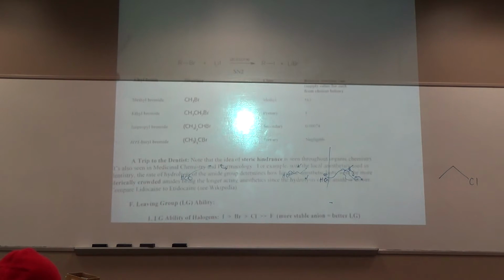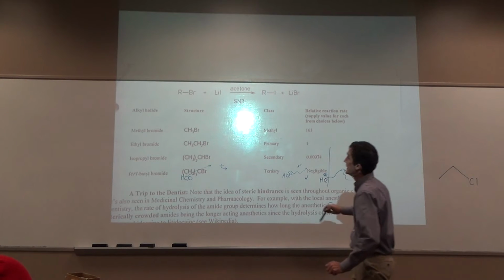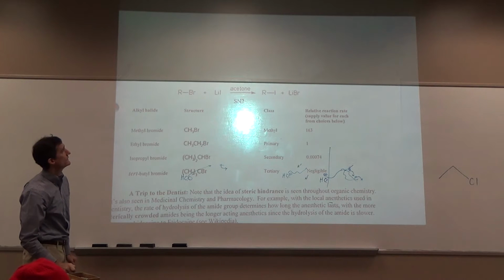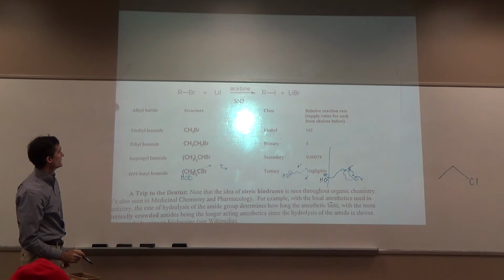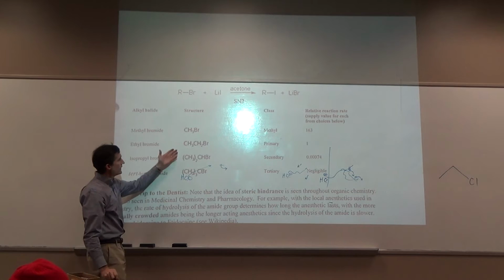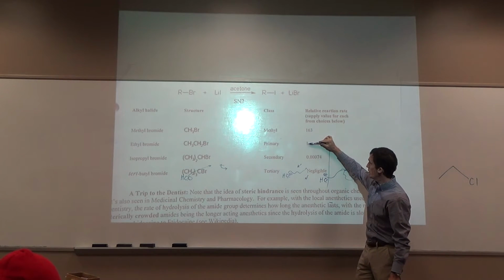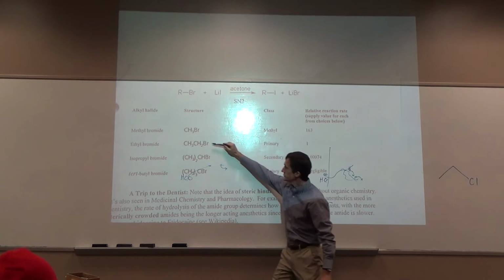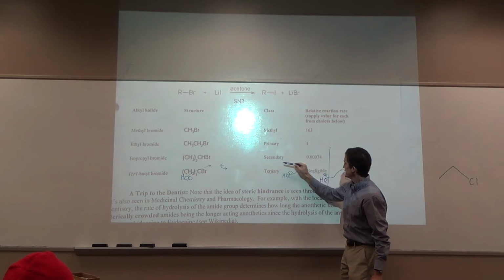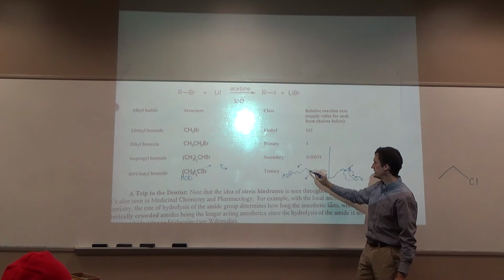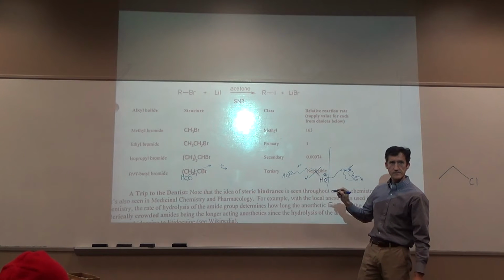Here's just some actual rate data. Take the carbon and the bromine and try to replace it with an iodide. Use acetone as solvent. Here are the rates. If it's methyl, it's 163. If it's primary, it's 1. So you see that the methyl is 163 times faster. Secondary, the rate starts really slowing down, but it still can be done. It's not great, but we say it can be done. Tertiary, negligible, that basically means don't do it. Okay?